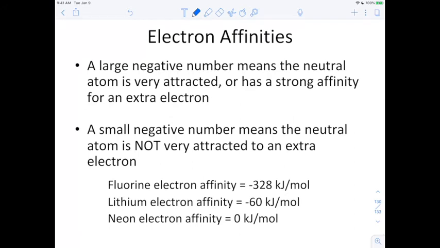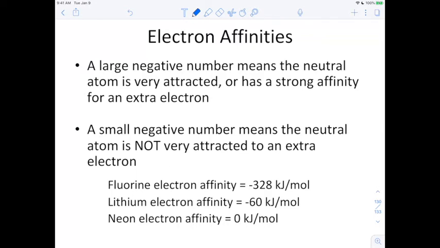All right, so electron affinities. A large negative number means the neutral atom is very attracted to, or has a strong affinity for, that extra electron. It means it's giving off a lot of energy. When lots of energy is given off, it's going to a much more stable place. That means it is very fond of that electron, so it has a strong affinity for the electron.